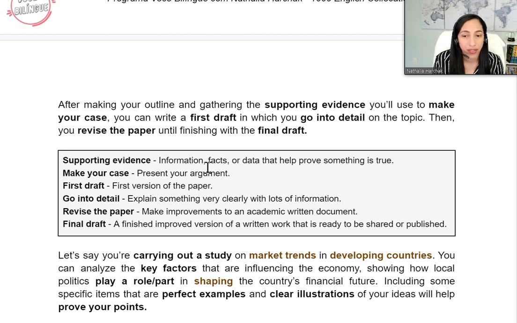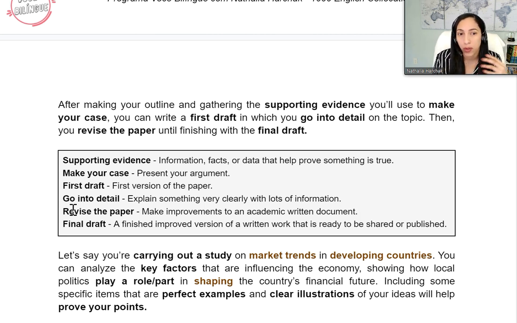All right? Okay, let's take a look at this section here. Supporting evidence. So information, facts, or data that help prove something is true. Make your case, present your argument. First draft, first version of the paper. I told you about this one a few minutes ago. You can also call the first draft a rough draft. So not refined. You can go into detail on a topic. So this means to explain something very clearly with lots of information.